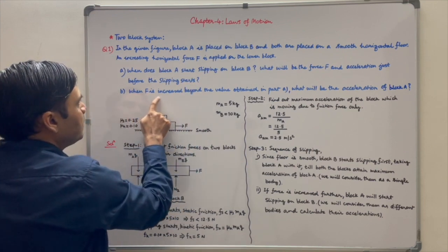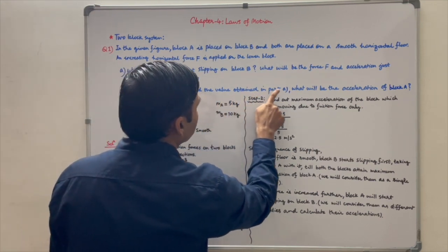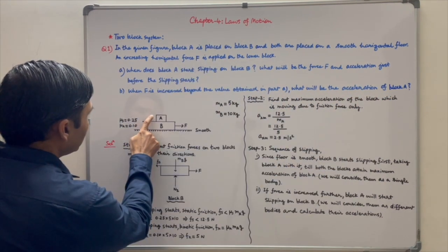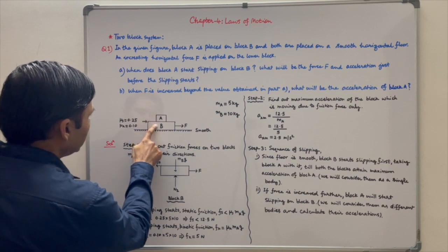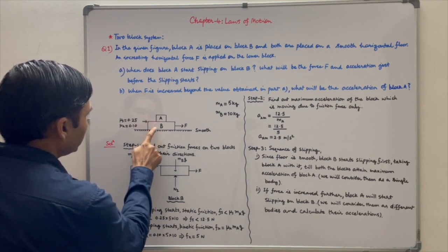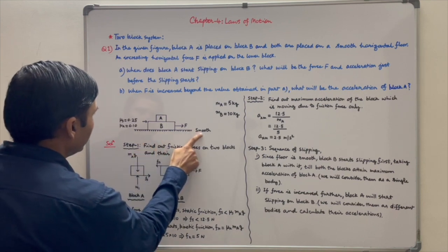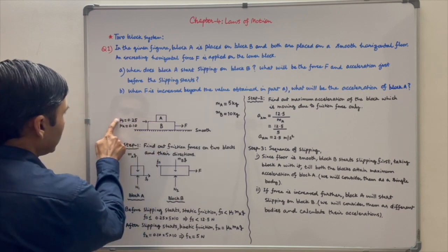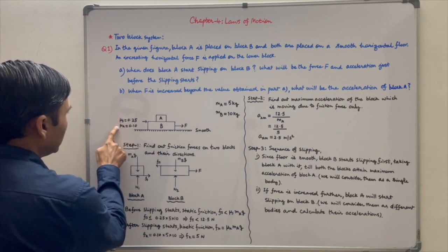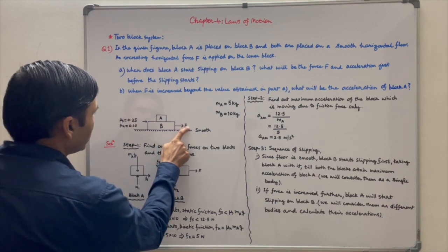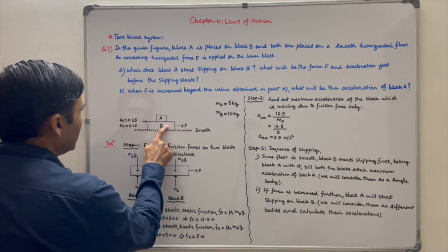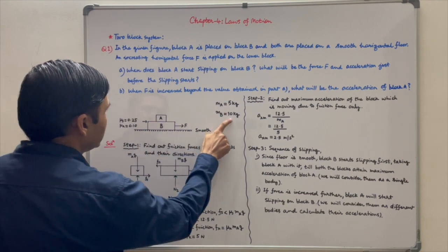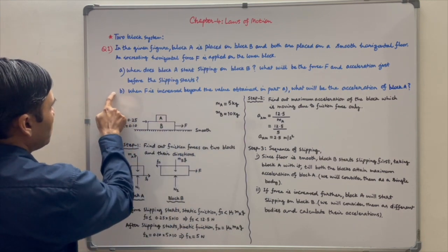Part B, when F is increased beyond the value obtained in part A, what will be the acceleration of block A? It is given that block A is kept on block B. There is no friction force between block B and the floor, as floor is smooth. There is friction force between block A and block B. Coefficients of static friction and kinetic friction are given. An increasing horizontal force F is applied on block B. Mass of block A is given as 5 kg and mass of block B is given as 10 kg. We have to answer these two parts.